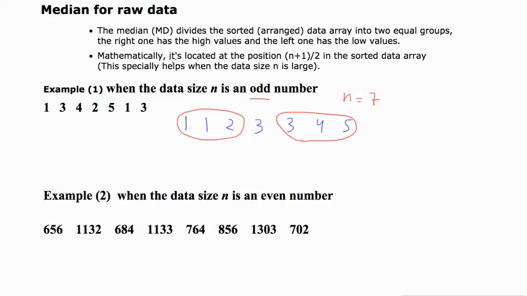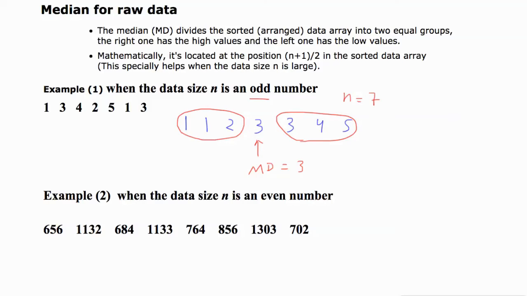Who's doing this? It's the median. So where is the median? The median is here. It's in the middle. The median is equal to 3. Look at the second statement. It says located at the position n plus 1 divided by 2. So n is 7, 7 plus 1 is 8, 8 divided by 2 is 4. That's the fourth position.